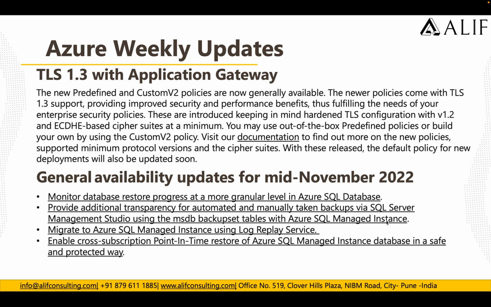Now the next update which we have is again for application gateway, with new capabilities. Now we have TLS 1.3 supported with the application gateway. What that means is the new predefined and custom v2 policies are now generally available. These new policies come with TLS 1.3 support, providing improved security and performance benefits while fulfilling the needs of your enterprise security policies, right? These are introduced keeping in mind hardening the TLS configuration, with TLS 1.2 and ECDHE-based cipher suites at the minimum.